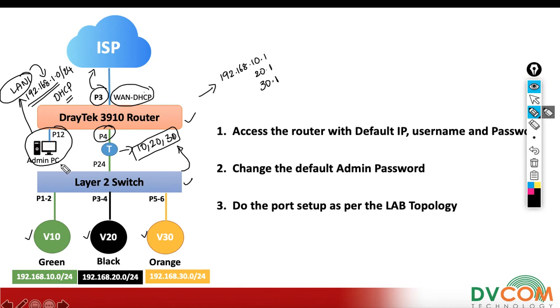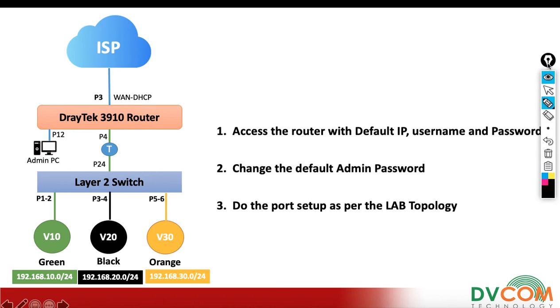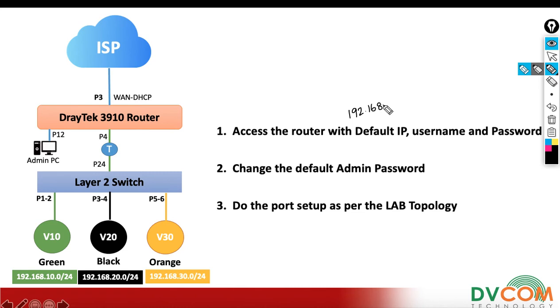So this is my overview of this lab, and first of all I am trying to access my DrayTek router with the default IP, username and password. The default IP address is 192.168.1.1, which is /24, and the default username is admin and the default password is admin. So this is my first task in this lab that I am going to show you.